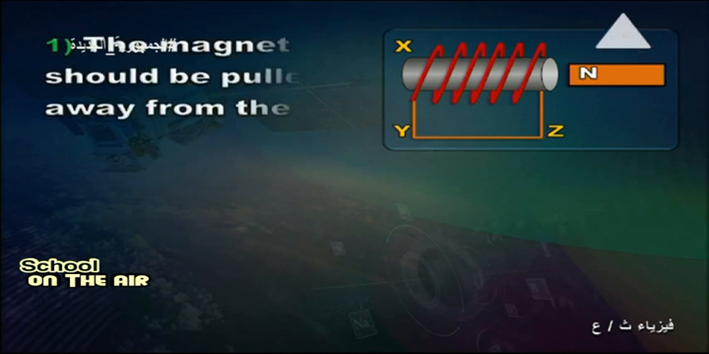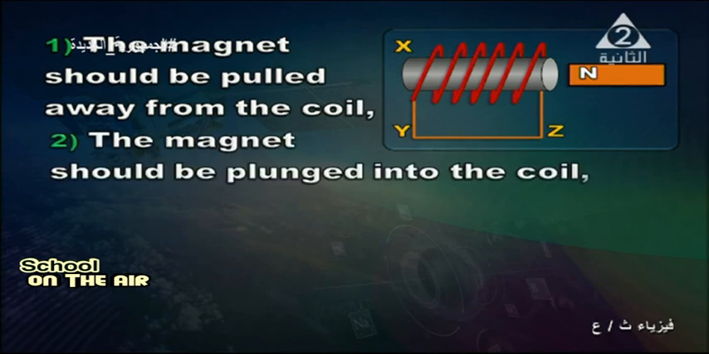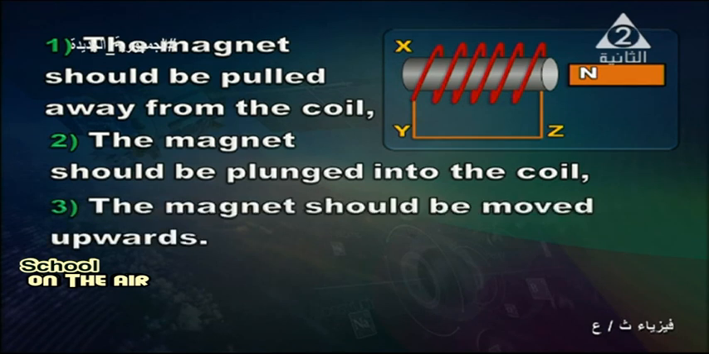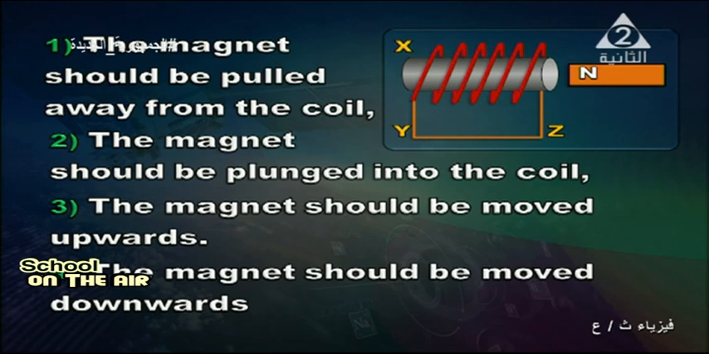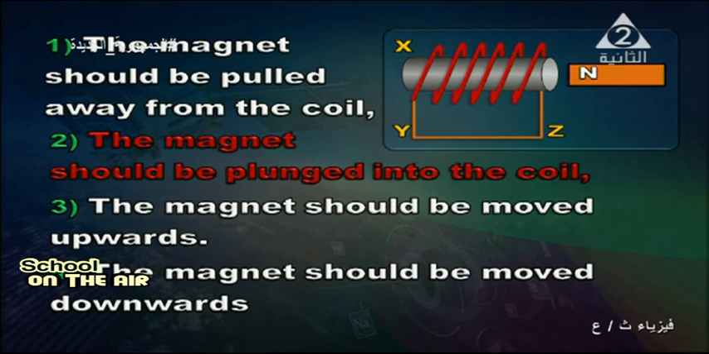The magnet should be pulled away from the coil. The magnet should be plunged into the coil. Okay. The magnet should be moved upwards. The magnet should be moved downwards. As I said, the magnet should be plunged into the coil.